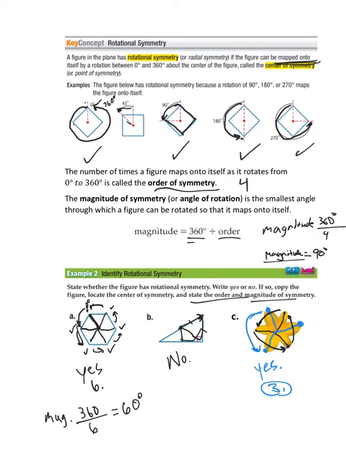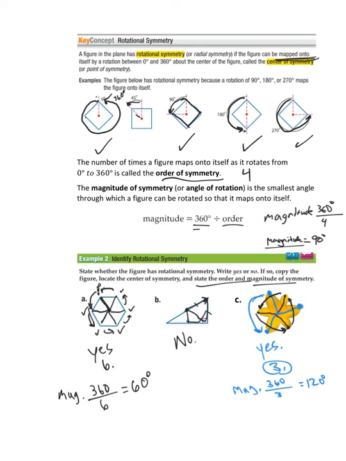The order would be 3. Guys, magnitude, we're going to be looking at 360 divided by the order. So 360 divided by 3, we're looking at 120 degrees. Sorry, that's the magnitude. The order is 3. Magnitude is 120.